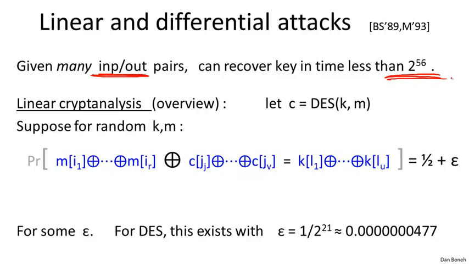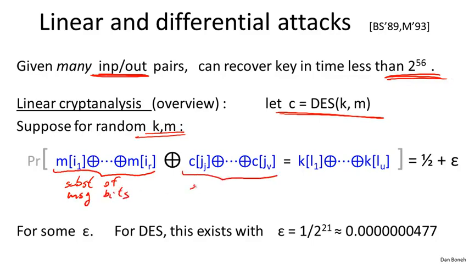So the example I want to give you is what's called linear cryptanalysis. And here, imagine it so happens that C is the encryption of M using key K. And suppose that if I look at a random key and a random message, somehow there's a dependence between the message, ciphertext, and the key bits. In particular, if I XOR a subset of the message bits with a certain subset of the ciphertext bits, so these two the attacker sees, the attacker has the message and the attacker has the ciphertext, and then I compare that to an XOR of a subset of the key bits.